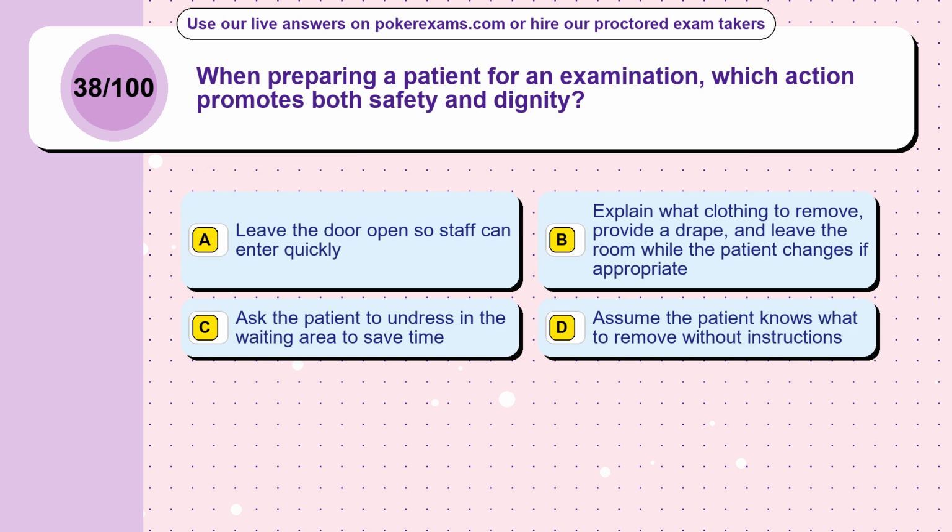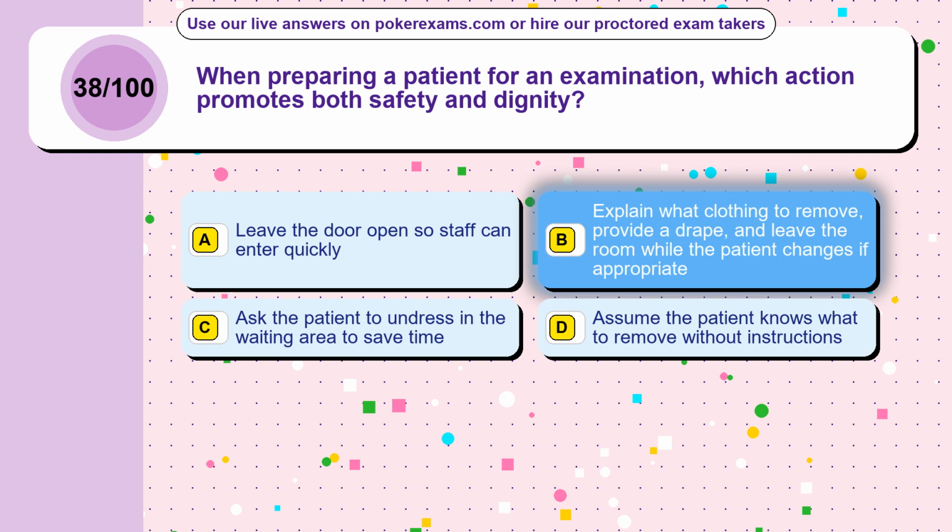Question 38. When preparing a patient for an examination, which action promotes both safety and dignity? Option A. Leave the door open so staff can enter quickly. Option B. Explain what clothing to remove, provide a drape, and leave the room while the patient changes if appropriate. Option C. Ask the patient to undress in the waiting area to save time. Option D. Assume the patient knows what to remove without instructions.